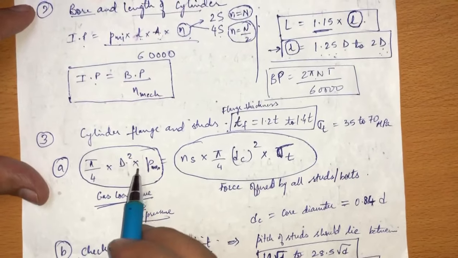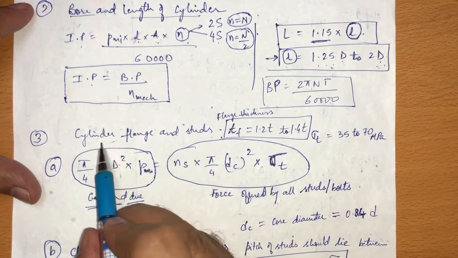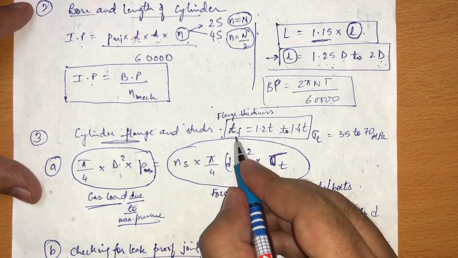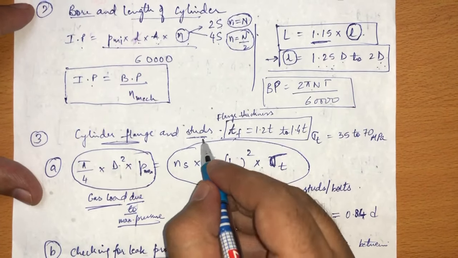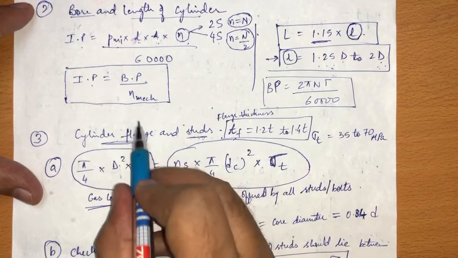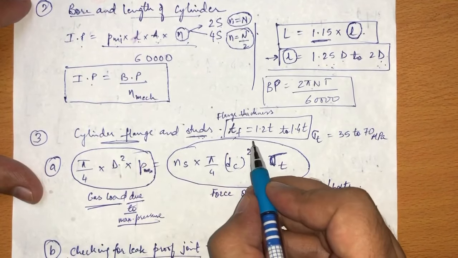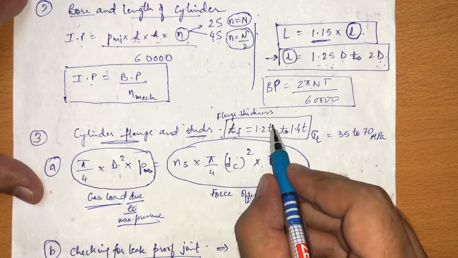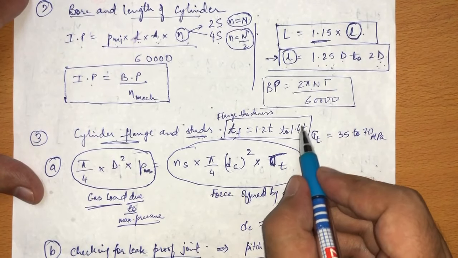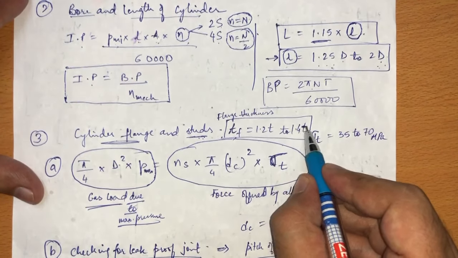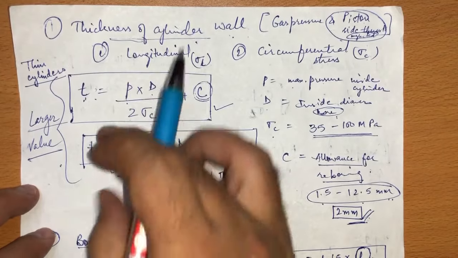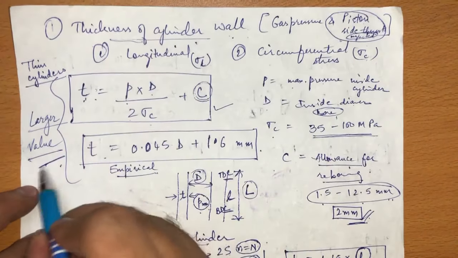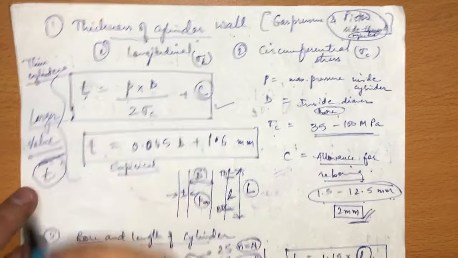Step number 3 consists of finding cylinder flange thickness, that is TF, and the number of studs which has to be assumed, and the diameter of the studs. To find cylinder flange thickness, TF is nothing but 1.2 times T to 1.4 times T. We can always take the mean value as 1.3 times T. This T value is already solved in step number 1. Out of these two, we will take the larger value to find the value of T.